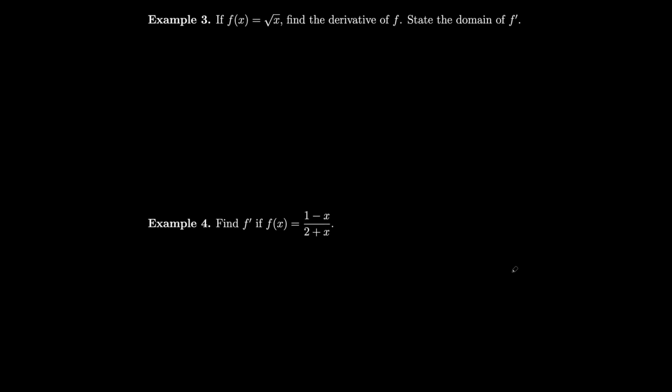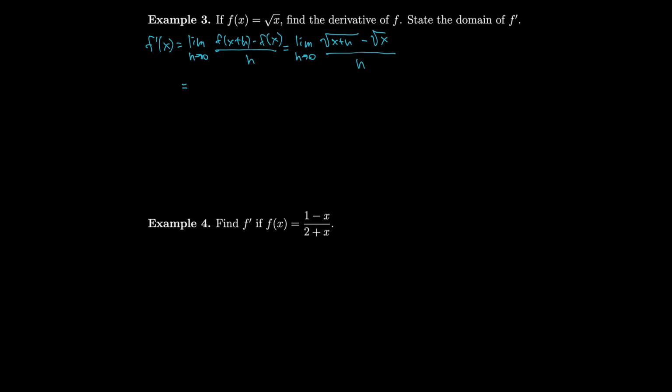If f of x is the square root of x, let's find the derivative of f. Let's also state the domain of f prime. So f prime of x is equal to our fun limit of f of x plus h minus f of x over h. We plug in, instead of square root of x, it becomes square root of x plus h, and then minus square root of x over h.